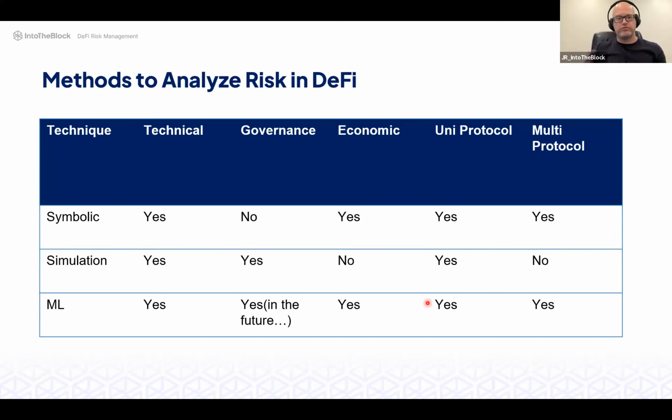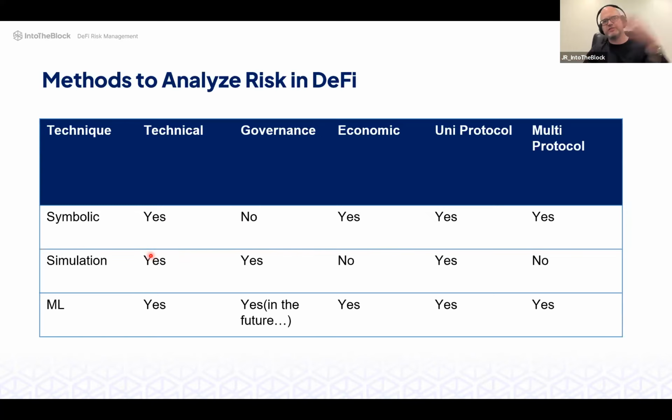Now, how does this relate one to another? Again, let's use five factors here. The techniques: symbolic, simulation, ML, and the risk vectors: technical, governance, economic, single, and multiple protocols. So symbolic, rules-based, technical risk, it works. You can look at smart contracts and run a bunch of things. That's what auditors do. They run a bunch of tests and validate certain conditions. In governance, it doesn't really apply that well, but it definitely applies in economic risk, and it applies to both single protocol and multi-protocol. Simulations, it does apply to technical risk.